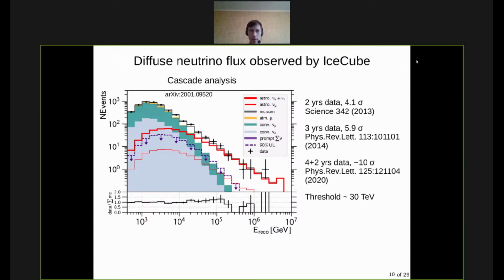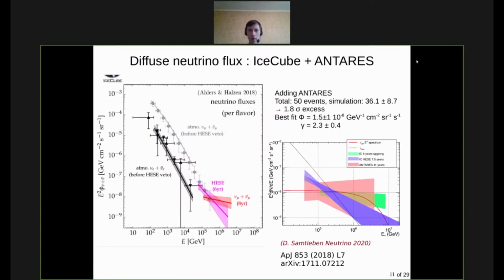The situation is a bit different in the track analysis, but here with cascades, you are basically completely dominated by astrophysical flux above a certain energy. And at energies of about 100 TeV and above, almost every event is astrophysical. So this is now a well-established flux. The individual events in this flux come from all over the sky. There is no real clustering of events. Therefore, only upper limits are set on individual sources.